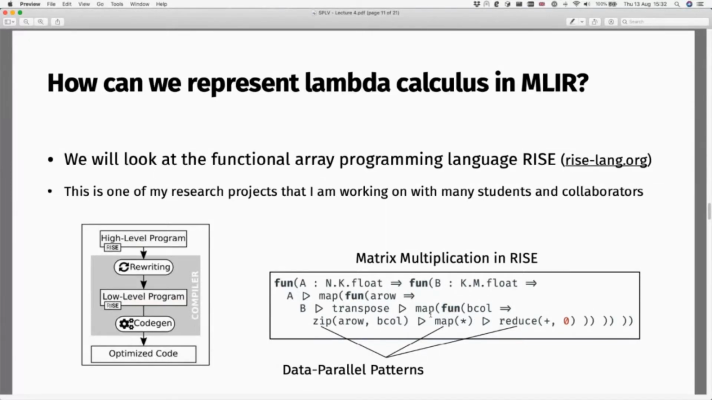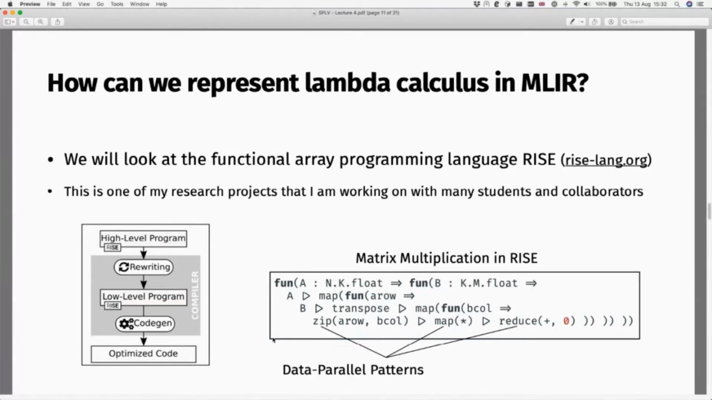Which makes it matrix multiply. And in our academic implementation, which is not in MLIR, we take this and apply a bunch of rewrite rules that we have seen on Tuesday to this representation, to change this functional representation into another functional representation, which now encodes implementation choices more explicitly. That's what you call here the low-level program, and then we generate optimized code from this. Okay, and that's what this RISE project is about.